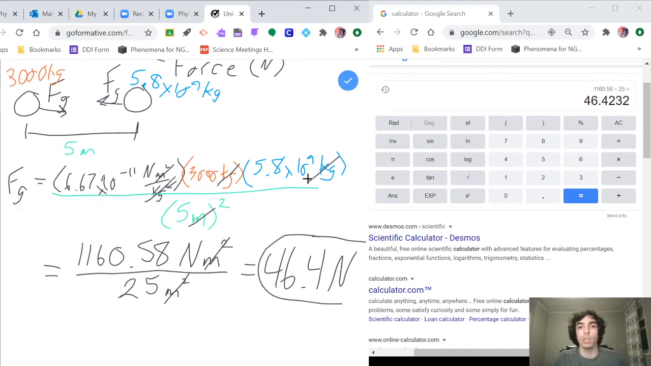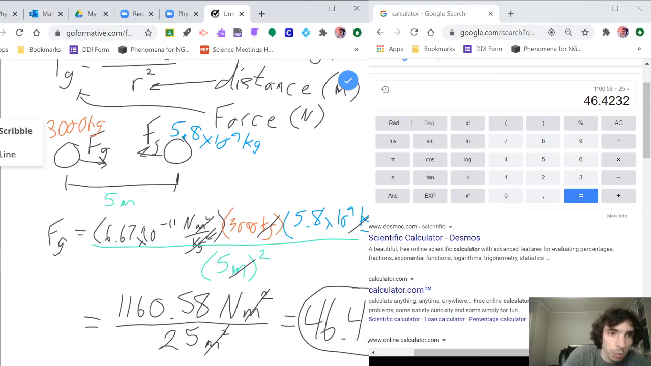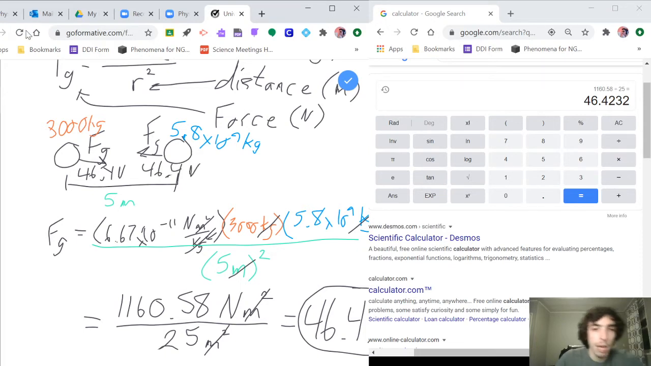And so the last step for us, at least in future problems, will be to put this back on the diagram that we have. If we were looking at one object, we would really focus on the free body diagrams there. But let's put 46.4 newtons on both objects. That's the strength of the gravitational pull that both of these objects are feeling as a result of their proximity to each other, right?